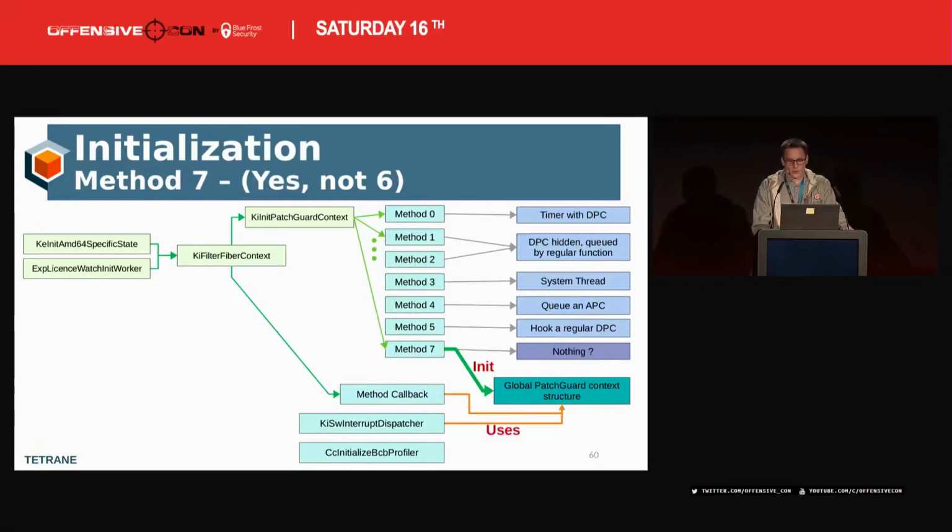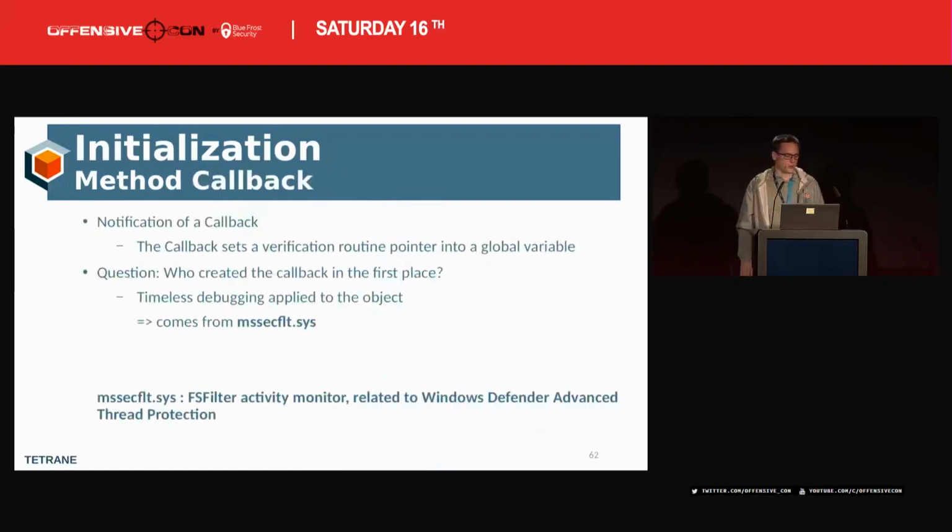This PatchGuard context structure is actually used by the 2 other new methods, and this is where it may be interesting. The idea is that first, the method callback will set a verification routine pointer into a global variable. At this point, we may ask who created this callback in the first place. With time-travel debugging, we can trace the object, and we go straight to MsSecFlt, which is related to Windows Defender Advanced Threat Protection. This is actually the first time we can see a link between MsSecFlt and PatchGuard.